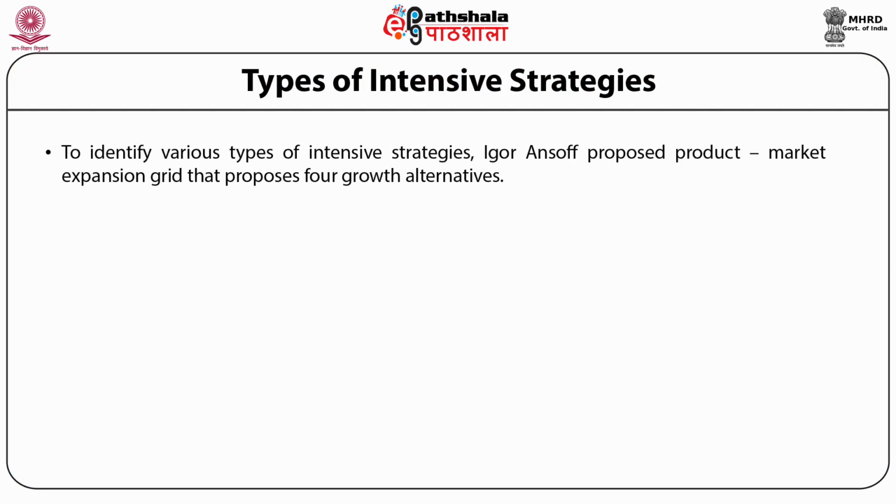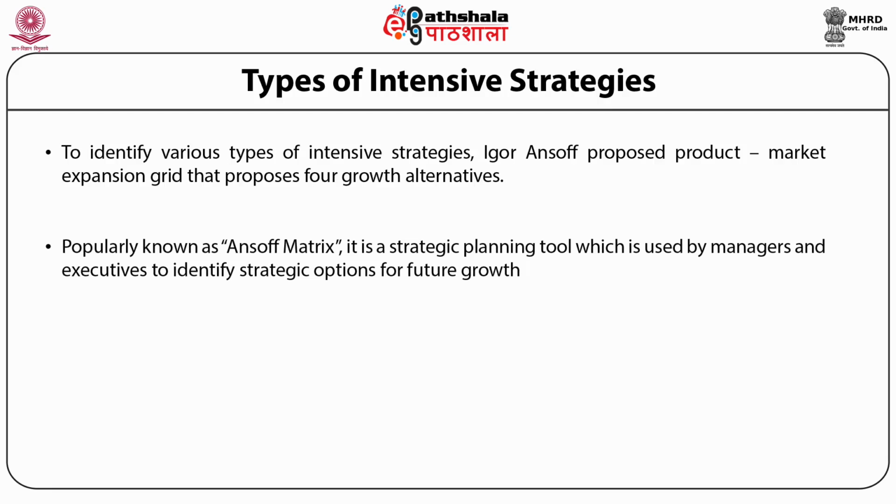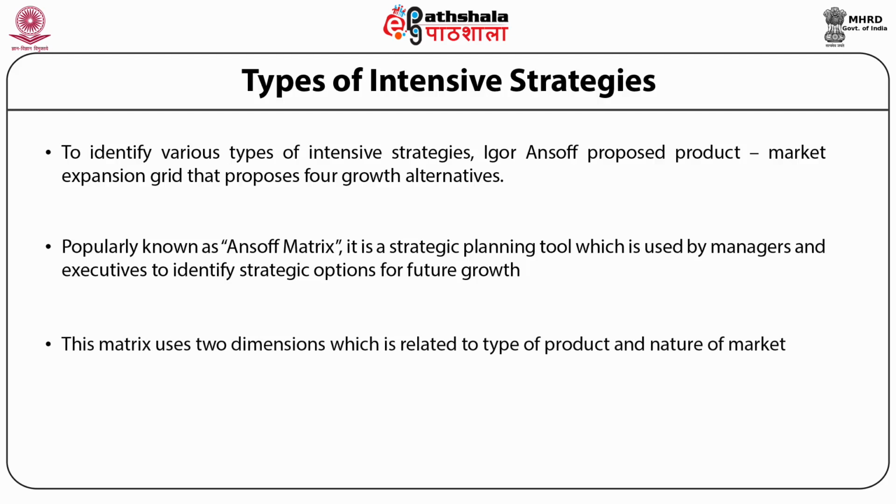To identify various types of intensive strategies, Igor Ansoff proposed a product market expansion grid which proposes 4 growth alternatives. This grid is popularly known as Ansoff matrix, and it is a strategic planning tool which is used by various managers across the world to identify strategic options for future growth. This matrix uses 2 dimensions which are related to the type of the product and the nature of the market.